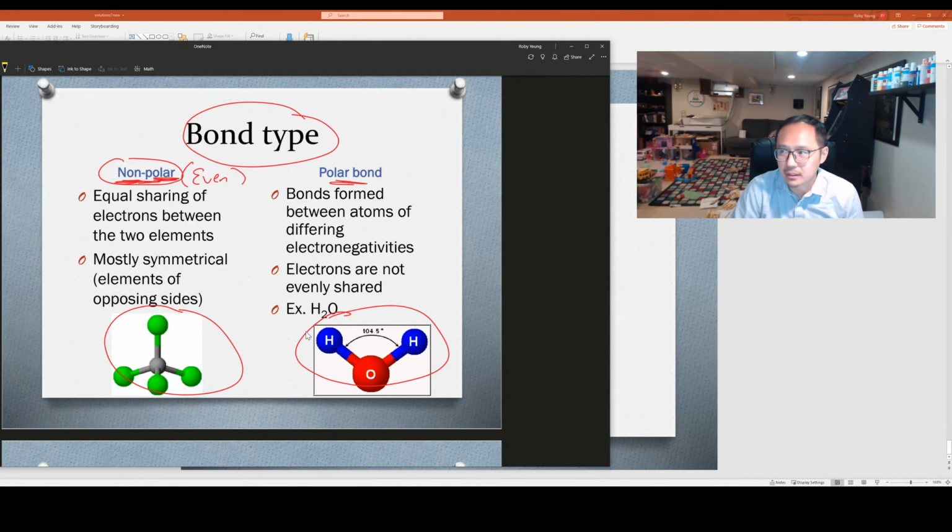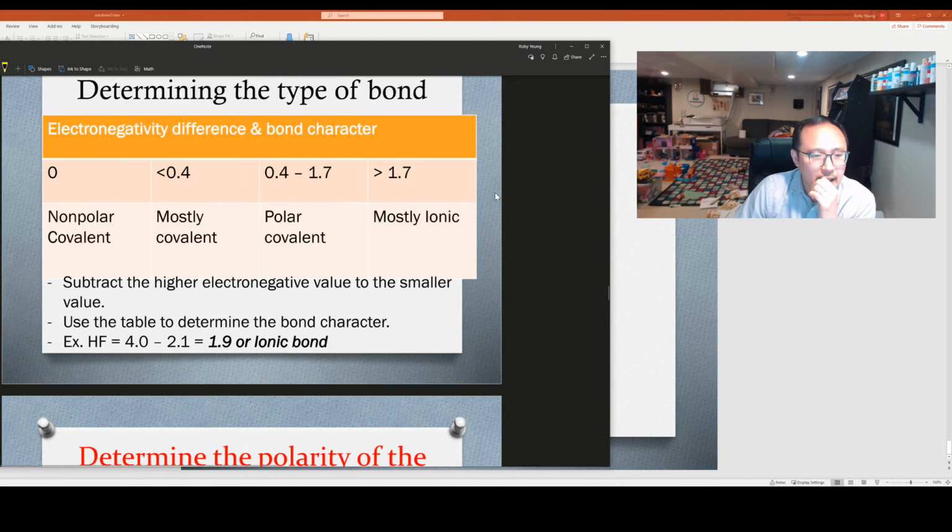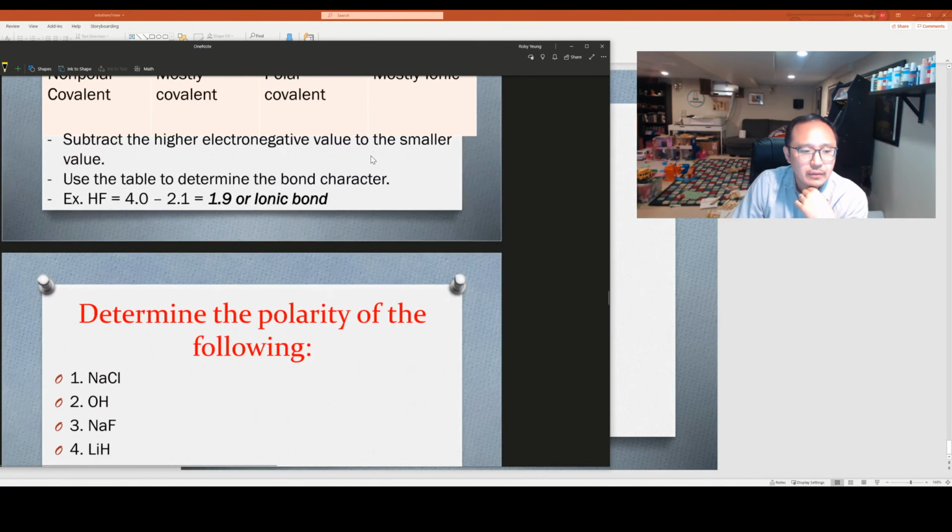So when we think about oil and water, the reason why they don't mix together is because what kind of bond is water? Polar. And because oil is like a fat, this is non-polar. That's a reason why they don't mix, because one is polar and one is non-polar. Very interesting. And this is to determine if a bond is polar or not. So this is a table. We won't talk about this this year. We'll leave this for next year. We'll go into more details of that for next year.